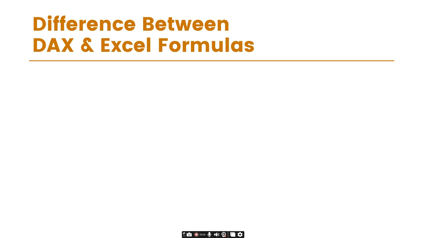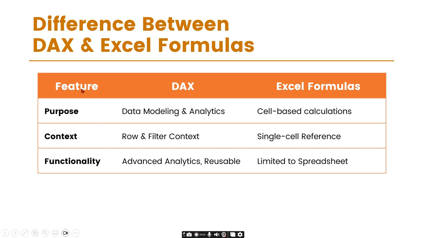What is the difference between DAX and Excel formulas? Let's see the feature comparison of DAX and Excel formulas. So here the feature, what is the purpose? For DAX, it is data modeling and analytics. Excel, it is cell-based calculations. What is the context? For DAX, it is row and filter context. In Excel, it is single cell references. The functionality for DAX is advanced analytics and it is reusable. Excel formulas are limited to spreadsheets.